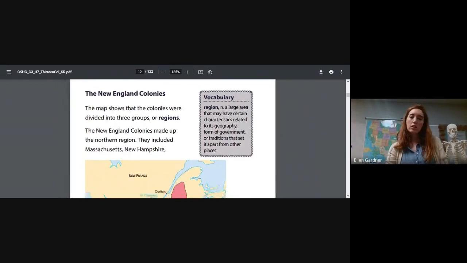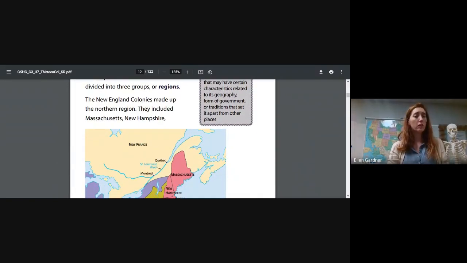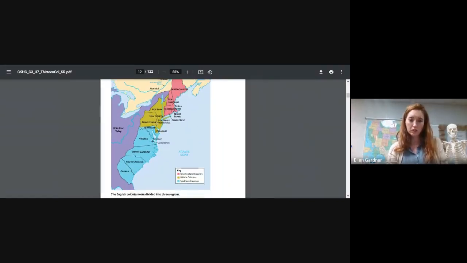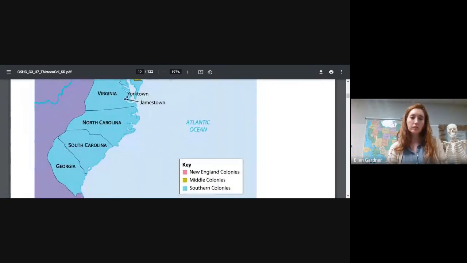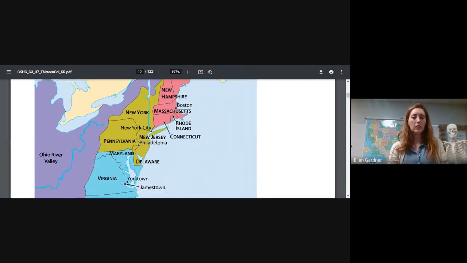Now, New England colonies. The map shows that the colonies were divided into 3 groups or regions. As you can see here, what do you notice about these 3 regions? You see this key? New England, Middle, and Southern.